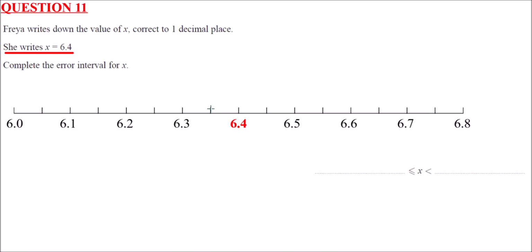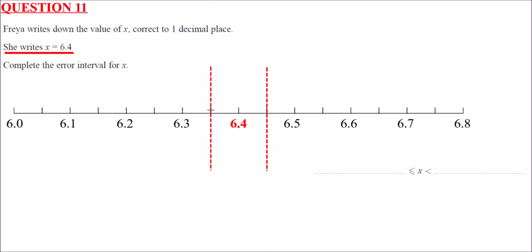So it stands to reason that whatever this number was before it was rounded must be to the right-hand side of this marker, otherwise it would have gone to 6.3, and the number must have been to the left-hand side of this halfway point in between 6.4 and 6.5. If it were on the right-hand side, it would have rounded to 6.5. So our boundaries for what the number must have been originally must be in between here and in between here, like so.